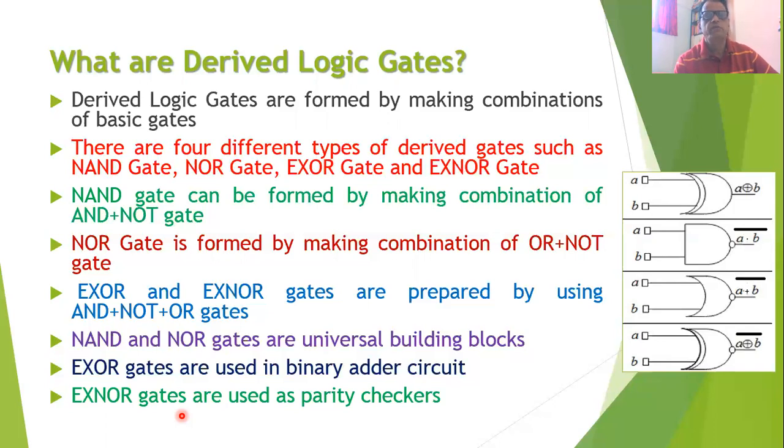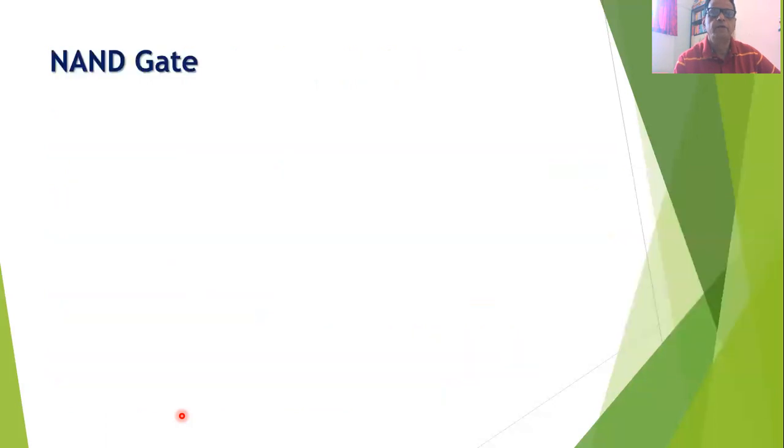So in this session, we will discuss all these four different derived gates: NAND gate, NOR gate, exclusive OR gate, and exclusive NOR gate. So first of all, we will start our discussion with the gate, and this gate is being called as a NAND gate. As its name indicates, NAND gate is basically a combination of AND gate and NOT gate.